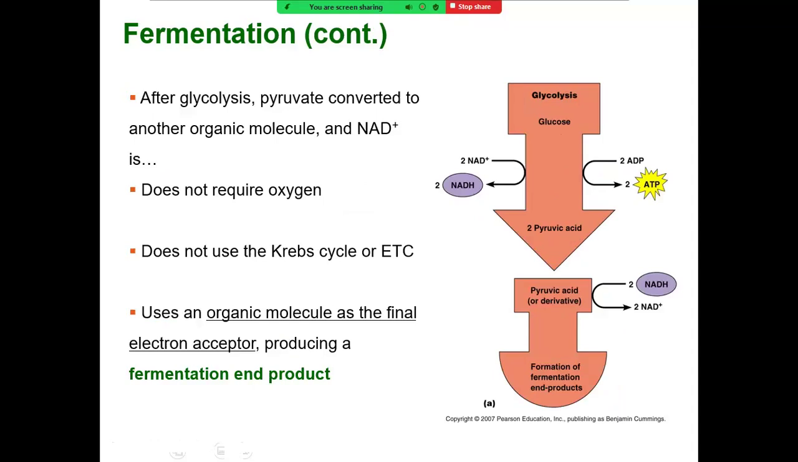The NADH has to be used up so that we can recycle NAD plus to get glycolysis to happen. If you don't get NAD plus and your cell uses up all its NAD plus, you cannot have glycolysis happen. If glycolysis doesn't happen, you produce no ATP. If your muscle doesn't have any ATP, it cannot contract.